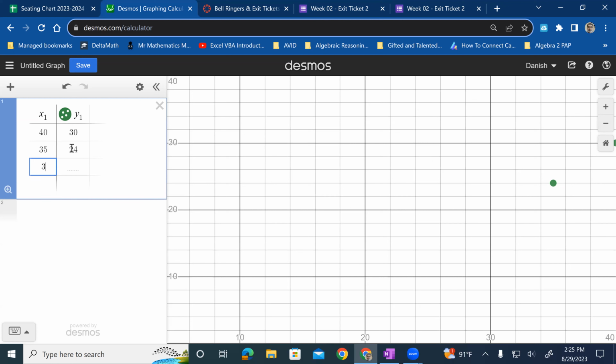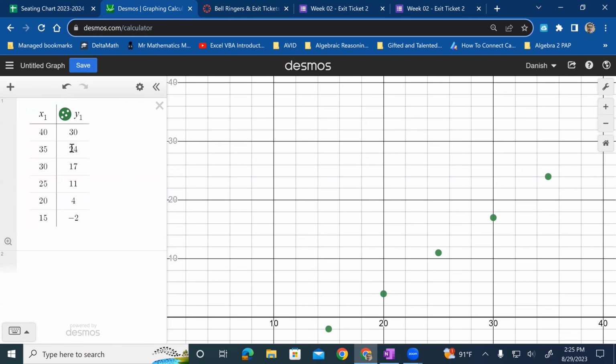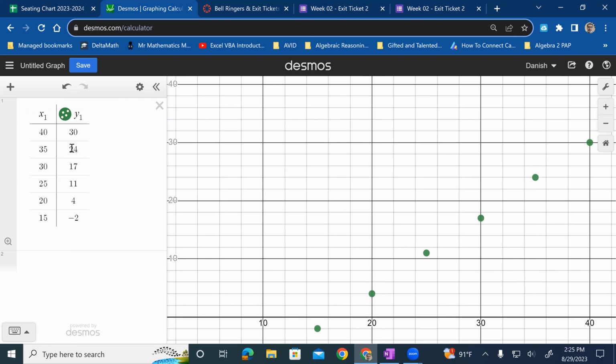Then 30 and 17. Then we have 25 and 11. Then we have 20 and 4. And then we have 15 and negative 2. So you see all the points popped up there? We just missed one point, which is negative 2, because I didn't cover the negative 2 in my x scale, y scale. So let me zoom out a little bit, and now it's there.